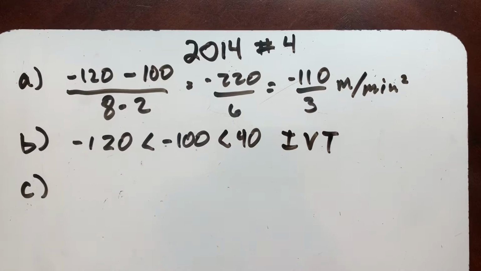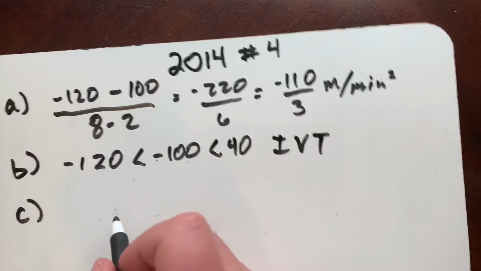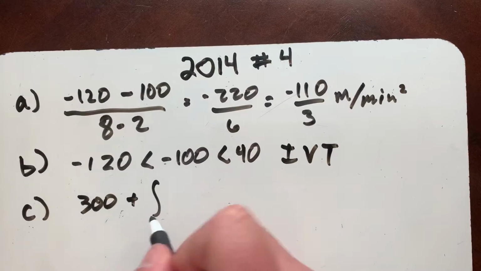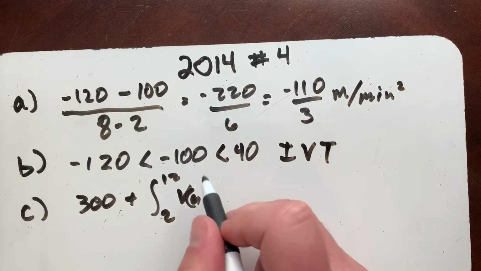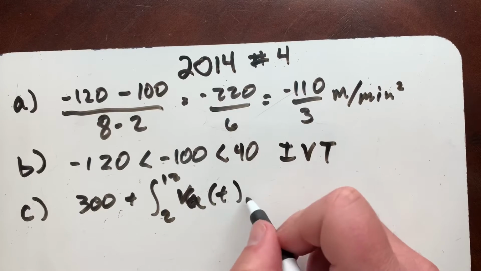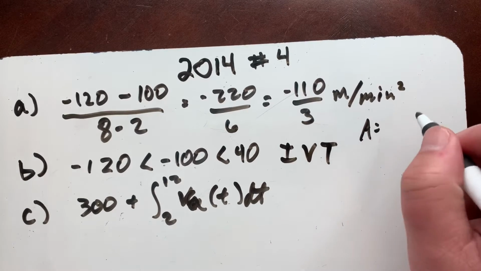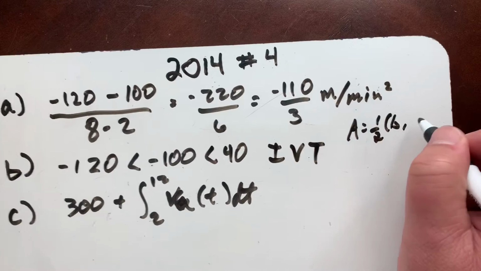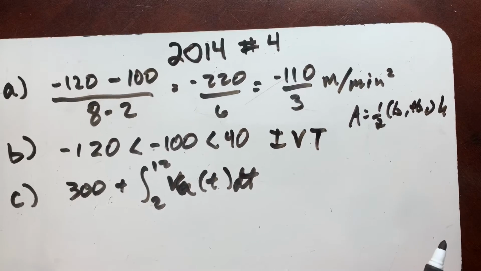Part C. They're starting at 300. So let's go 300 plus the integral from 2 to 12 of v_A(t) dt. And they're asking us to use, what is it? Trapezoids. Okay, so we know that the area of a trapezoid is 1/2 the sum of the bases, base 1 plus base 2, times the height. So that's what we're going to be doing here.